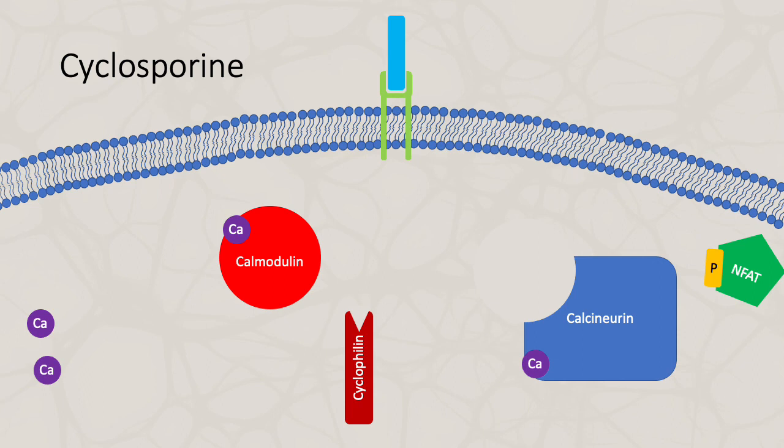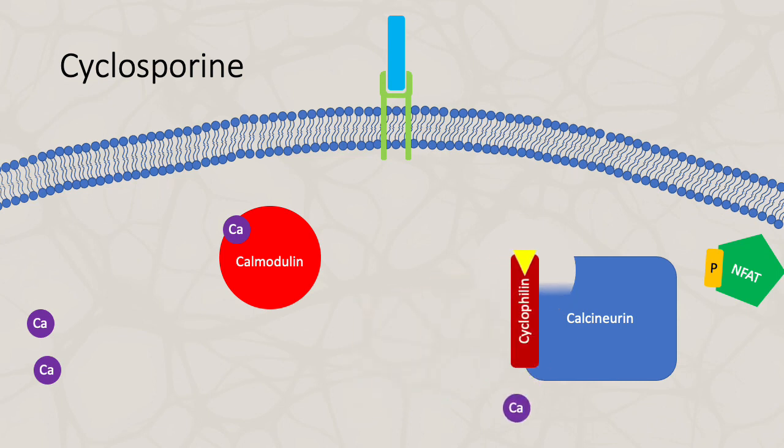An endogenous protein that we have not discussed yet is cyclophilin. This is where cyclosporine binds. The drug-cyclophilin dimer binds extremely tight to calcineurin, and thus the dephosphorylation of NFAT cannot occur, and therefore interleukin 2 will not be produced.